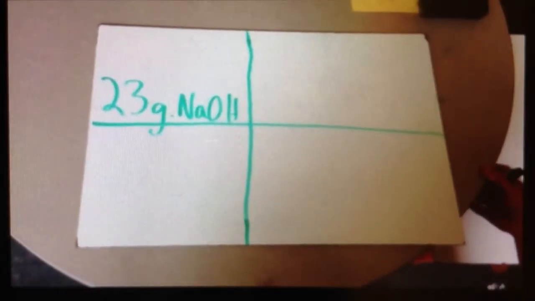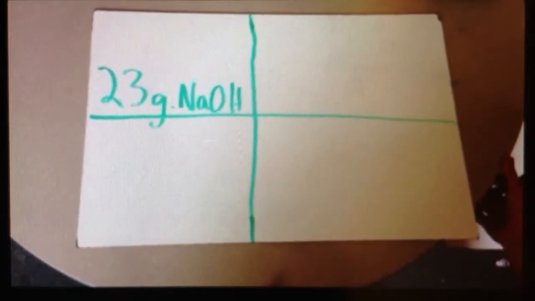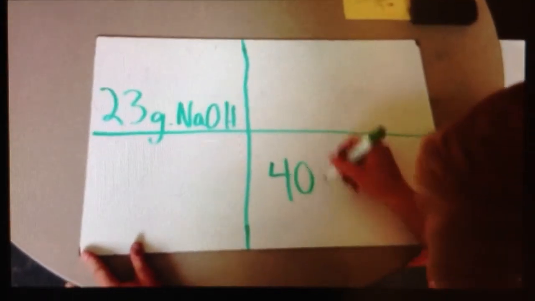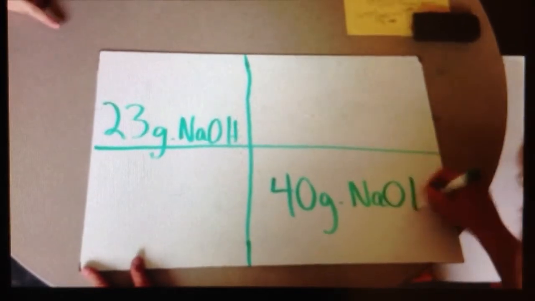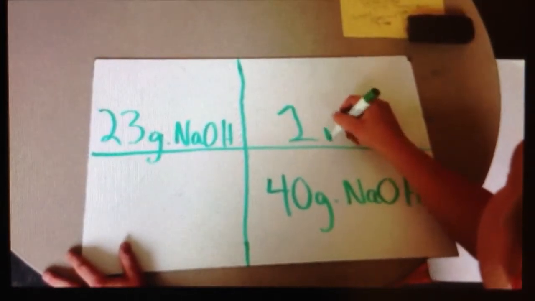First thing we must do is convert the 23 grams of sodium hydroxide into moles of sodium hydroxide, because that's what the equation requires. So we must find the molar mass of sodium hydroxide, which is 40 grams. Don't forget to label, because you don't want to get confused of what each quantity is. We put moles on top because that is what we were trying to find.